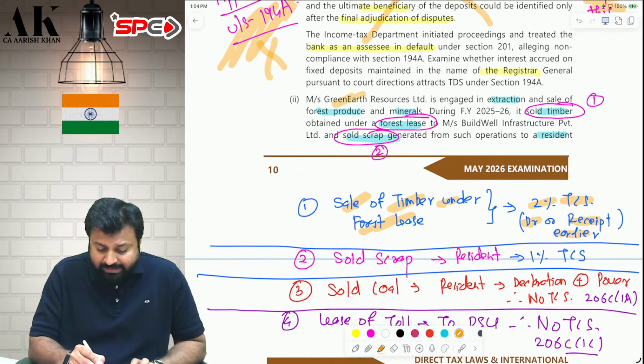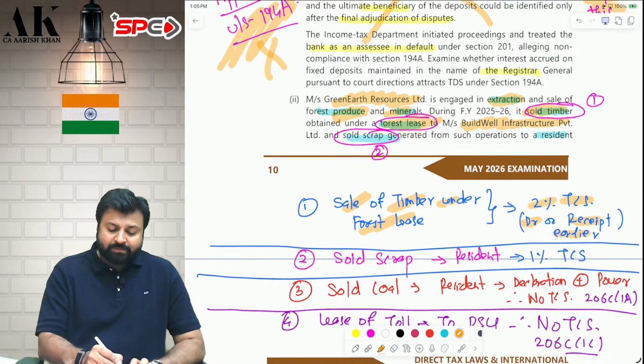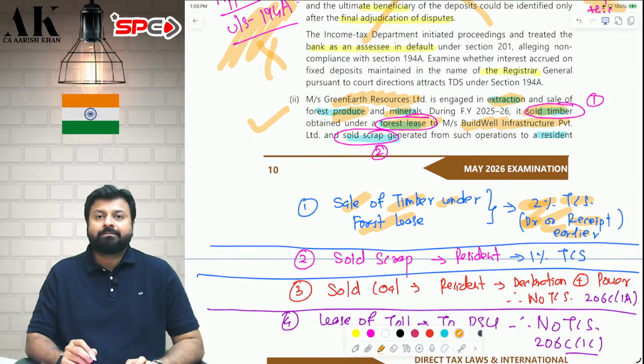See here, the assessee is Mrs. Green Resource Limited. It is engaged in extraction of forest produce and minerals. It is selling some timber under forest lease to Mrs. Buildwell Infrastructure Private Limited. So on this transaction, 2% TCS will be applicable.